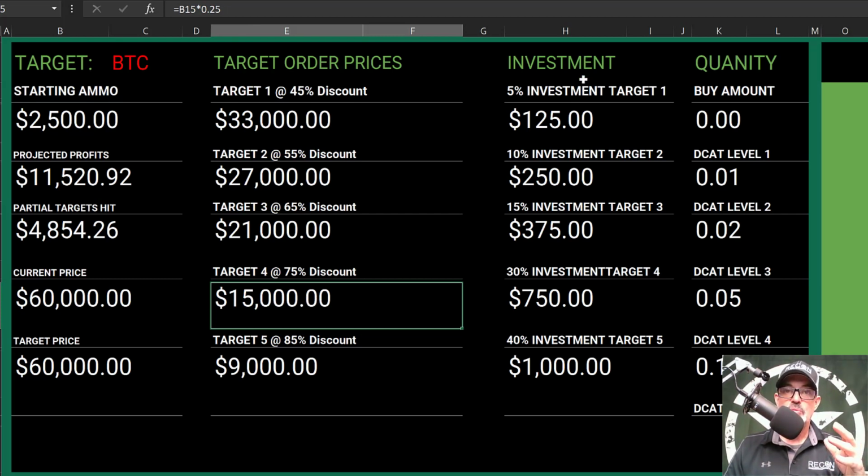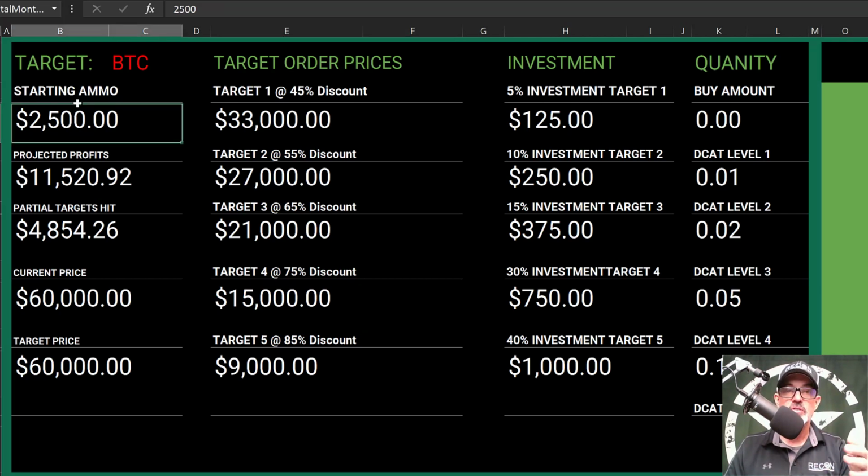Now, another thing I use this spreadsheet for is how much of this initial starting ammo, which is $2,500, will I actually invest in each one of these positions. And as you can see, I'm not going to invest an even amount. The idea is to buy larger positions as the price of Bitcoin gets lower. So when Bitcoin hit 33,000, for this example, I would have bought 5%, and that'd be $125 worth of Bitcoin. Now we're past that level, so my next investment is going to be a 10% investment of the $2,500 or $250, and that will get me 0.01 worth of Bitcoin essentially.